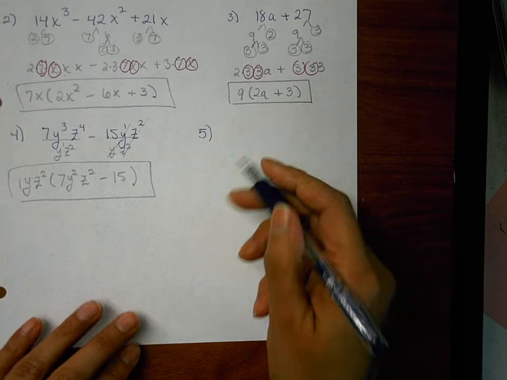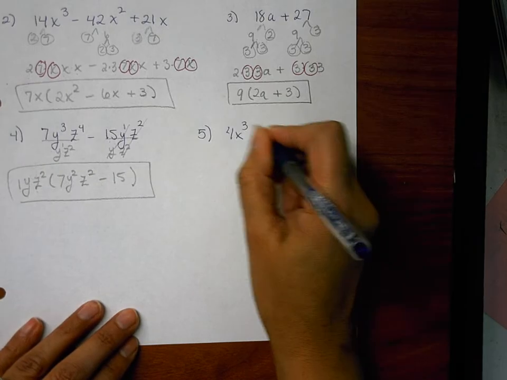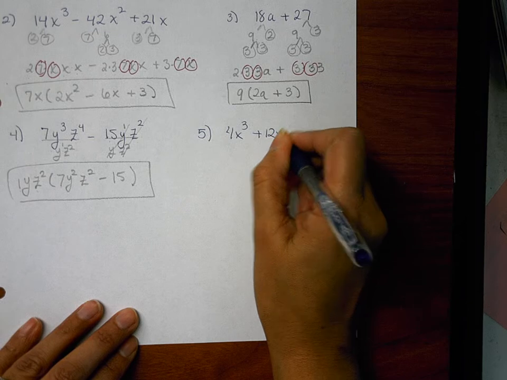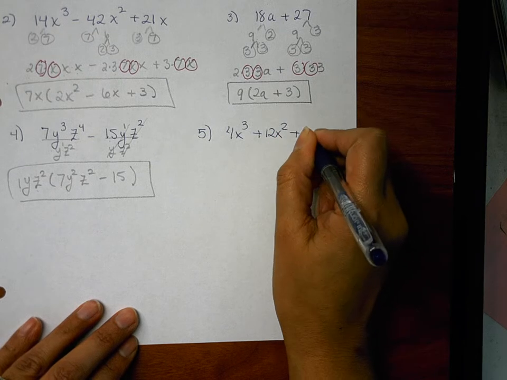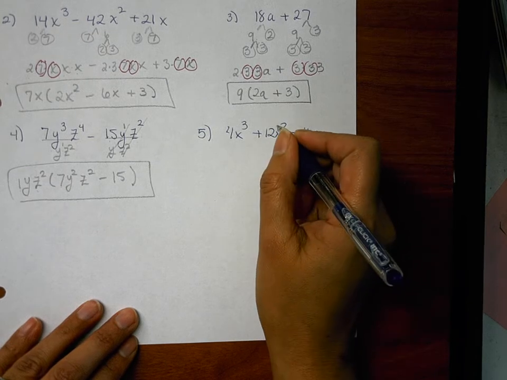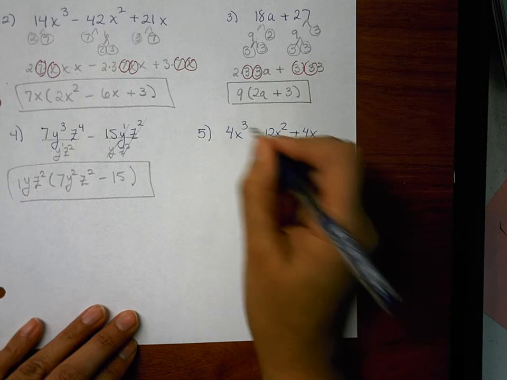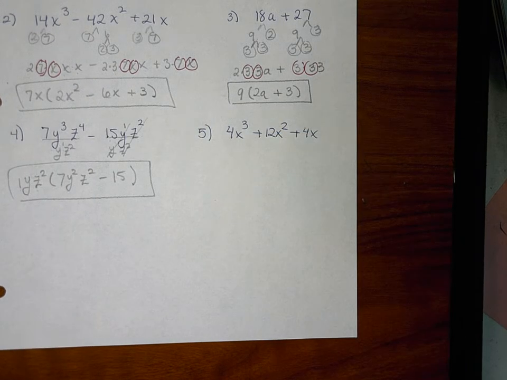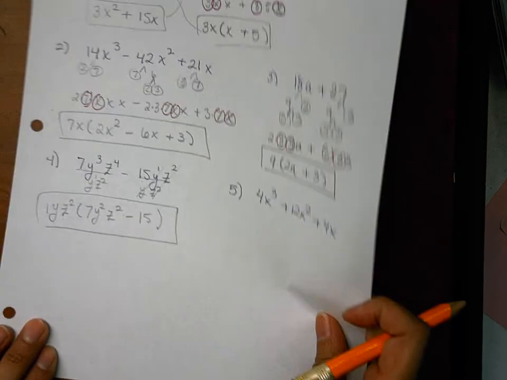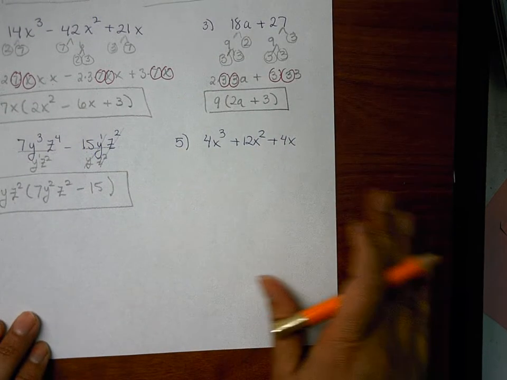Okay, number 5. 4x to the third plus 12x squared plus 4x. Okay.